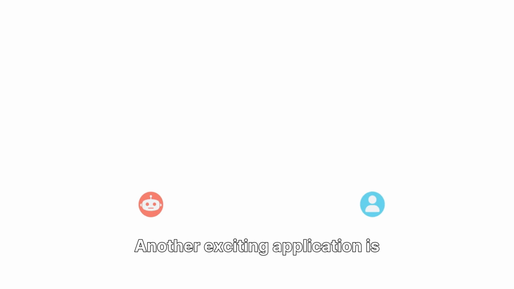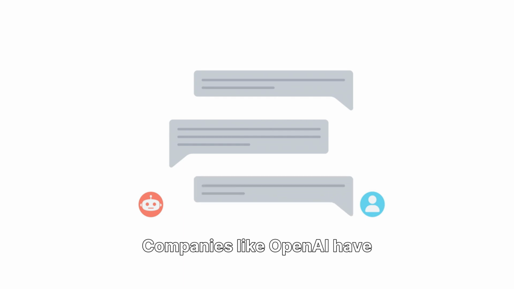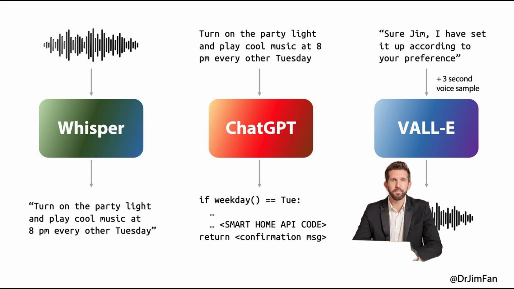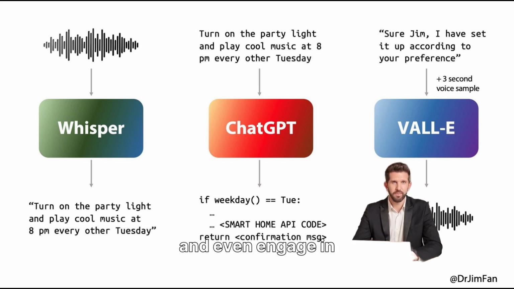Another exciting application is in chatbots and virtual assistants. Companies like OpenAI have developed models such as GPT-3, which are based on the transformer architecture. These models can generate human-like text, answer questions, and even engage in conversations. This is a game-changer for customer service and personal assistance.